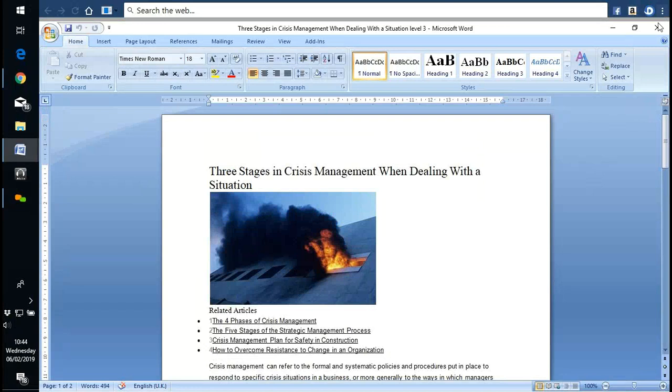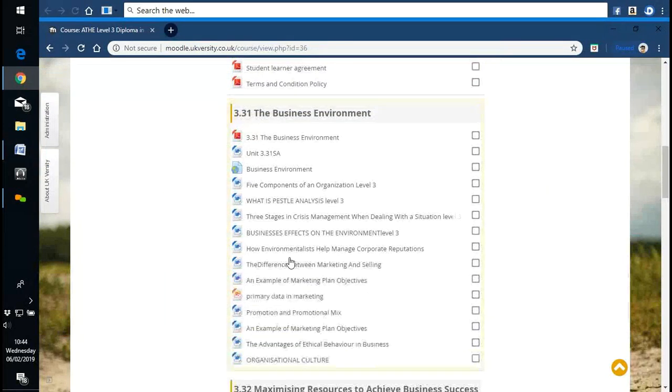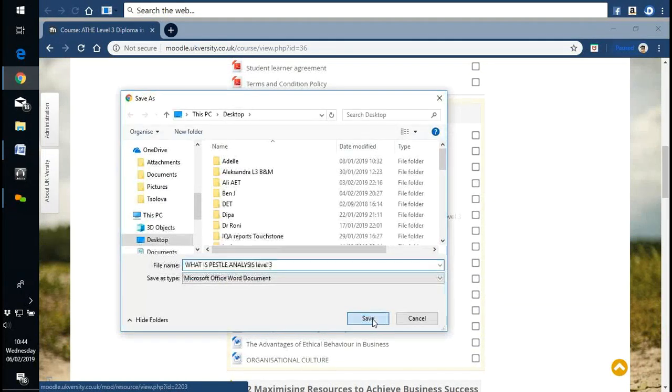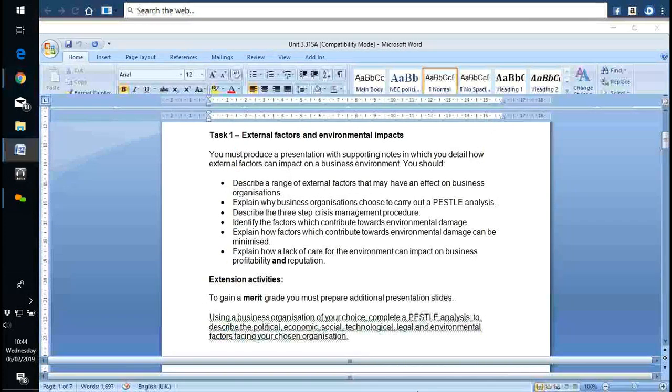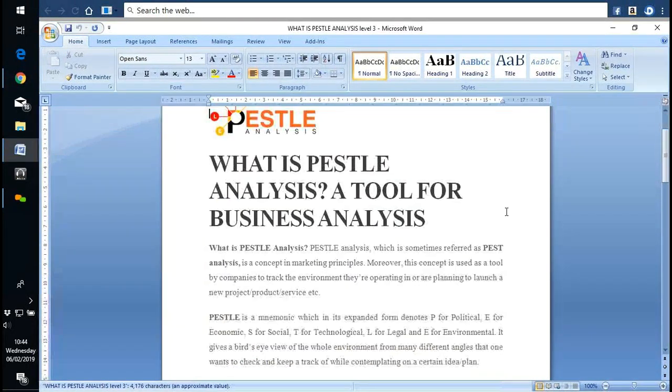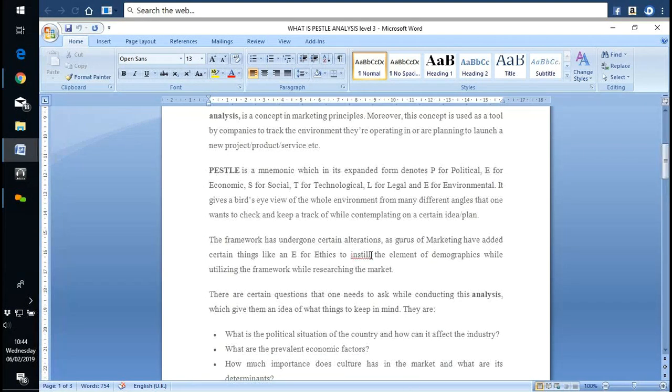So again, you've got plenty of material to have a read out there. Let's just close that one down in a minute, and I'll go back to where we were on here. Again, what is PESTLE? A tool for business analysis. So it goes through what a PESTLE analysis is and what it should do and what it's meant to do. I'll just take that off there because it was spelled wrong.